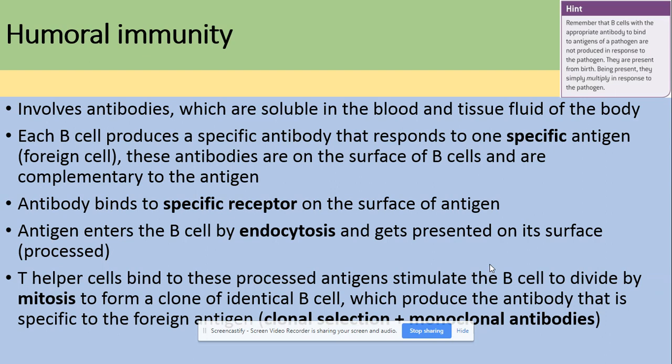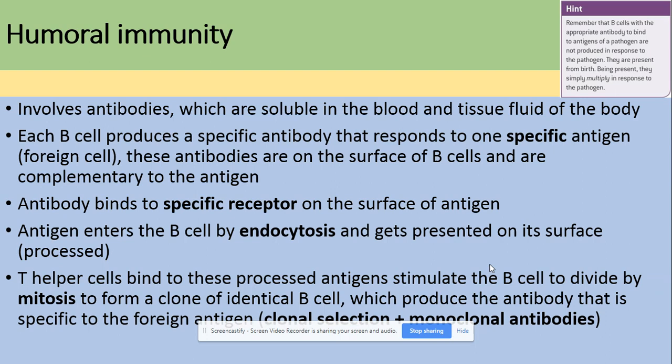An antigen will enter the B cells by endocytosis, and it will be presented on its surface. So B cell, as we've mentioned in previous videos, is an antigen presenting cell. So how then do T cells come in here? Well, we need T helper cells. Specific T helper cells will stimulate specific B cells to divide by mitosis.